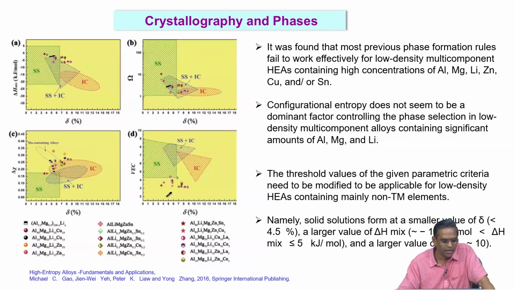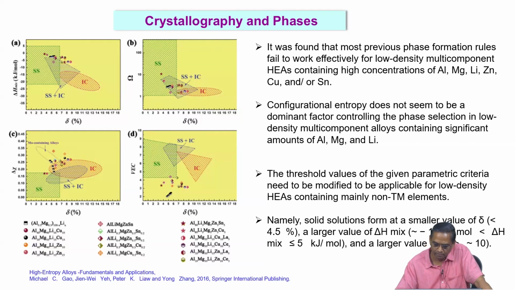What you are seeing here are the various parameters we have already used. One is delta H mix versus delta, and this is delta chi, electronegativity, versus delta. This is valence electron concentration versus delta, and this is omega versus delta. When you have these kinds of light elements, the configurational entropy does not seem to be the dominant factor controlling the phase selection in the low density multi-component alloys containing significant amounts of them. So this is what I was just mentioning. Some of the general rules do not apply to new ideas like low density multi-component alloys, and you need a special or different rule.